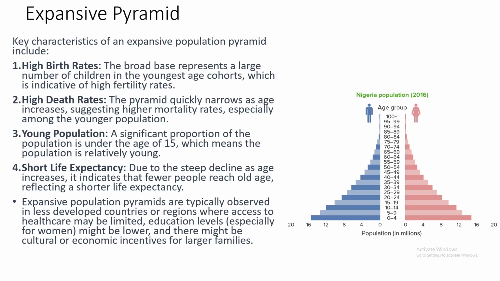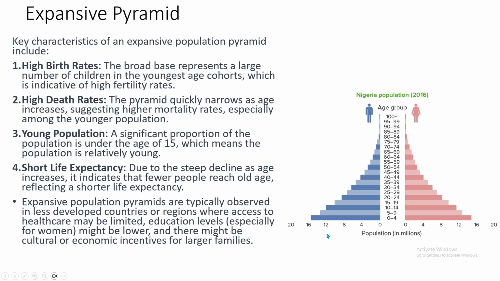However, we can see that the population tends to narrow in quite fast. That tells us that they have high death rates. The people who are born and they're between the ages 0 and 4 are likely not all going to live to these middle ages. So we also have high death rates. We can see they have a young population because a significant portion of the people are under the age of 15. And it also means that they likely have a short life expectancy due to this steep decline.